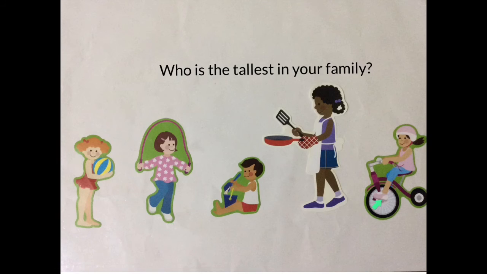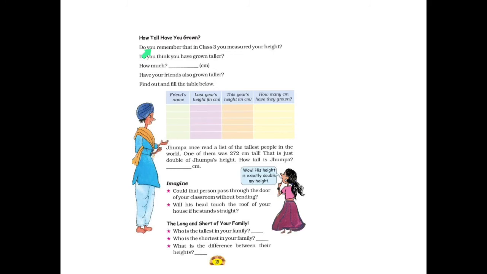Reena and her friends were playing. They had a discussion. Reena said her mother is the tallest in her family, whereas her friend Ritu said her brother is the shortest in her family. Children, who is the tallest in your family? How tall have you grown? Do you remember that in class 3 you measured your height? Do you think you have grown taller? This is an activity which you have to do on your own.